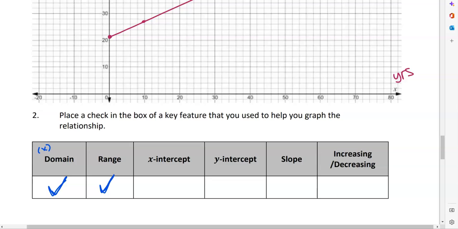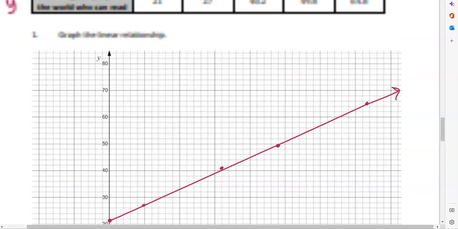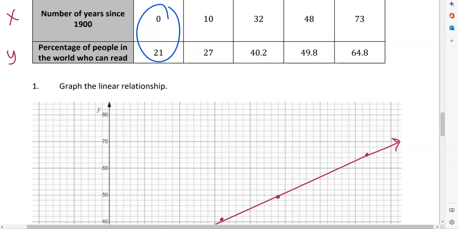What else? Did we use an x-intercept? No, because there isn't one, is there? Did we use our y-intercept? Yeah, we did. That was the very first point in my table. And I know that because my x value was 0, right? This is our y-intercept.